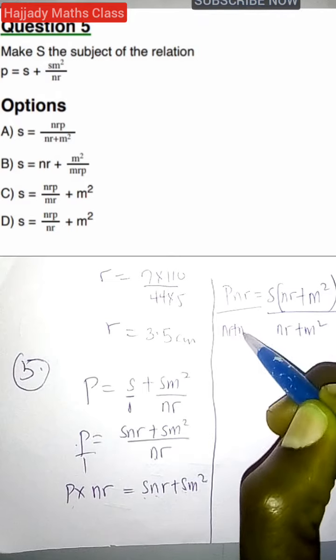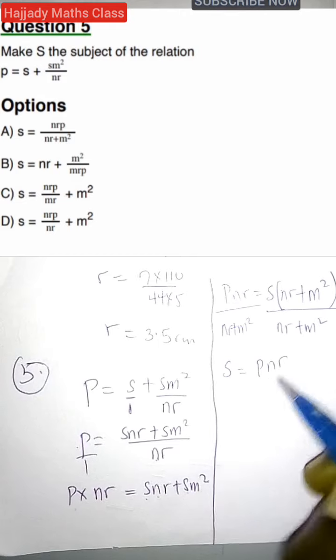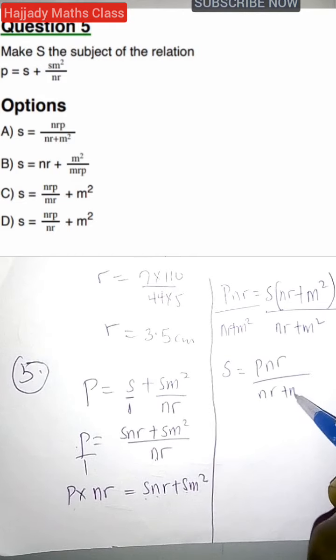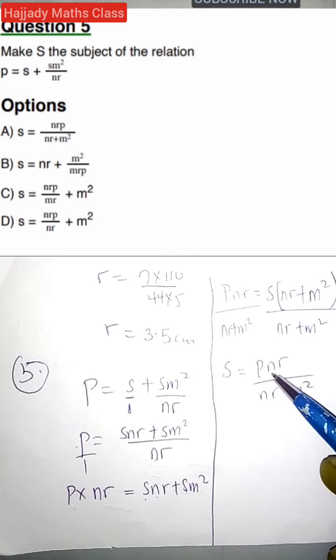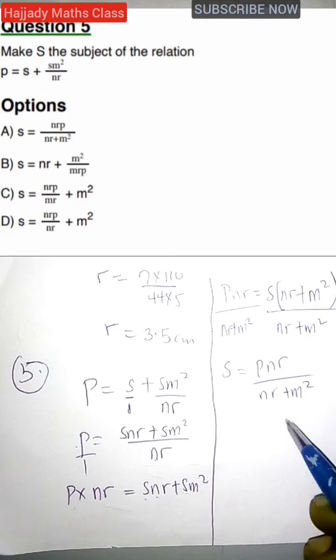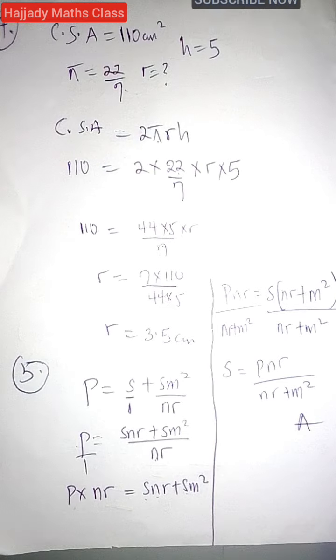NR plus M squared. So here our S finally will be PNR over NR plus M squared. If you look at the question options very well, you might be wondering which one the value is closer to. The answer is A, but that one was arranged as NRP. So we choose option A in this regard.